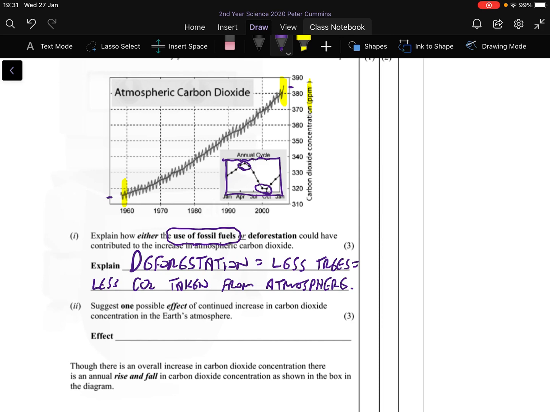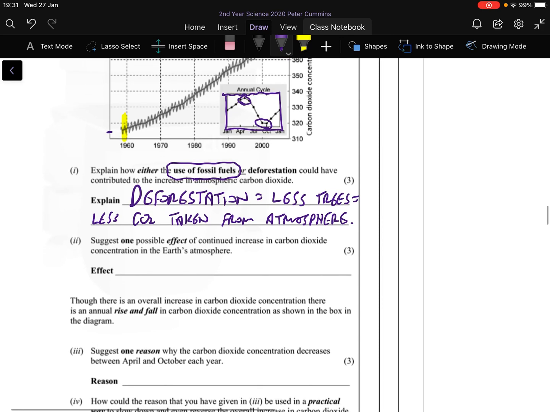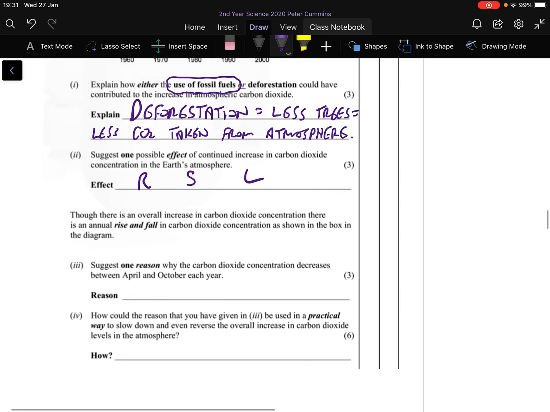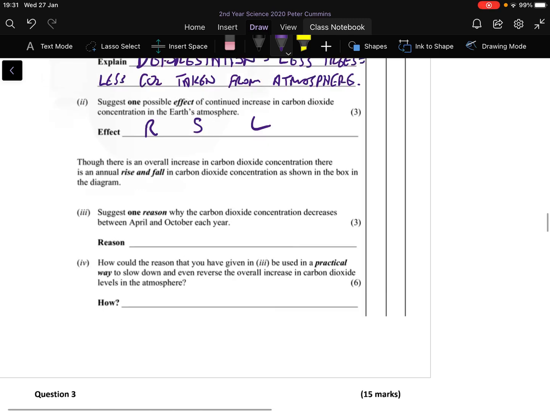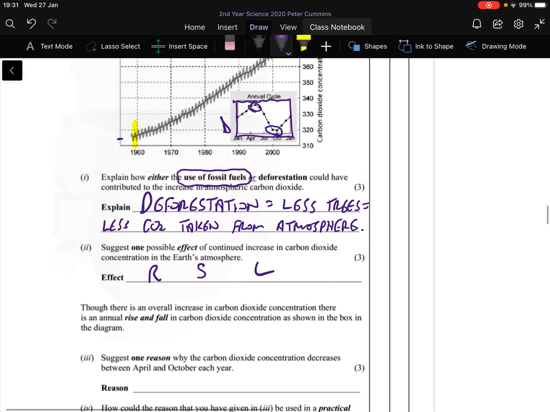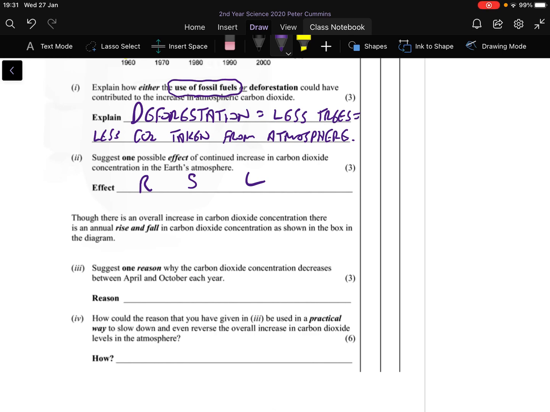One possible effect of continued increase in carbon dioxide on the Earth's atmosphere, so same as before, rising sea levels. So I'm going to stick with that. There's an overall increase in carbon dioxide. There is an annual rise and fall, as shown in the box in the diagram. So we're talking about this little small one here now.